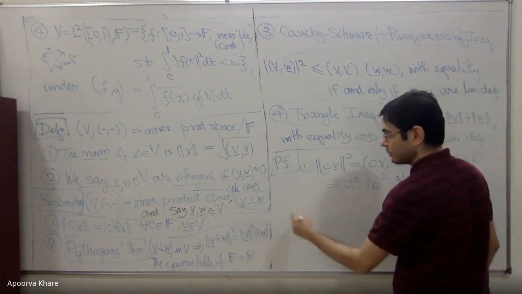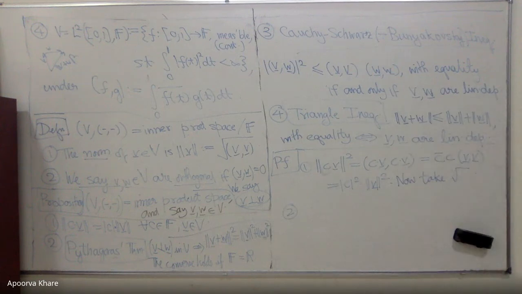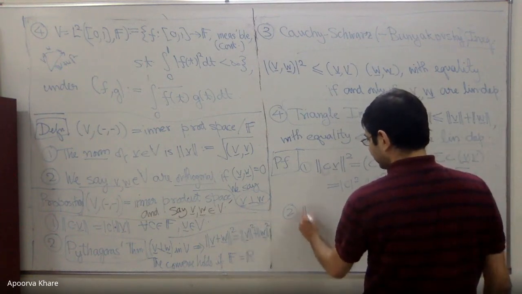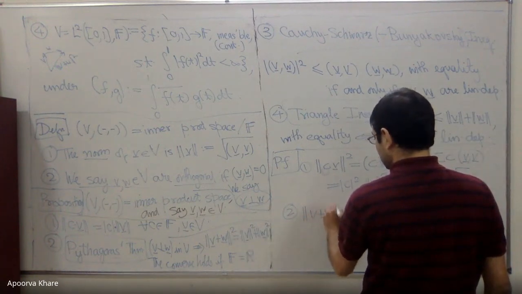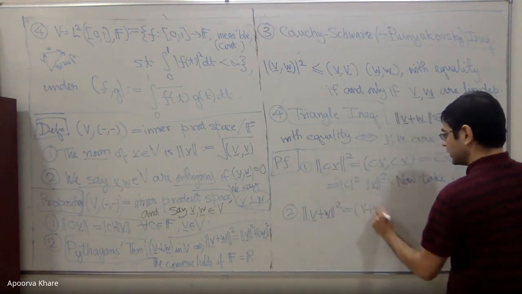Okay, second, Pythagoras theorem. That is even more trivial. Or maybe not even more trivial. That's just part of this, equally trivial. So let's see. Let's write down the norm square of V plus W. This is ⟨V plus W, V plus W⟩.